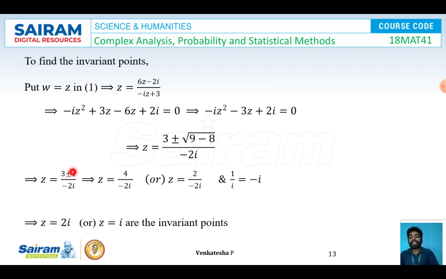So taking the plus sign, I'll be getting z is equal to 4 by minus 2i, and taking the minus sign, I'll be getting z is equal to 2 by minus 2i. And we know that 1 by i is nothing but minus i. So replacing this 1 by i value in both the equations, I'll be getting z is equal to 2i and z is equal to i are the invariant points for the given bilinear transformation.